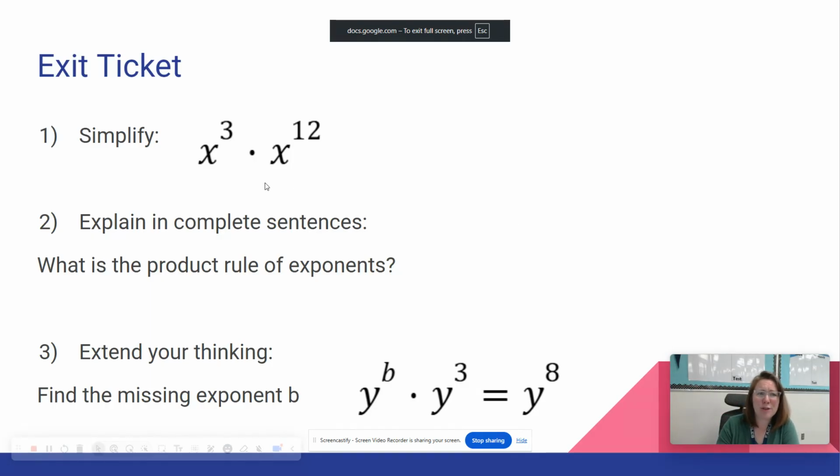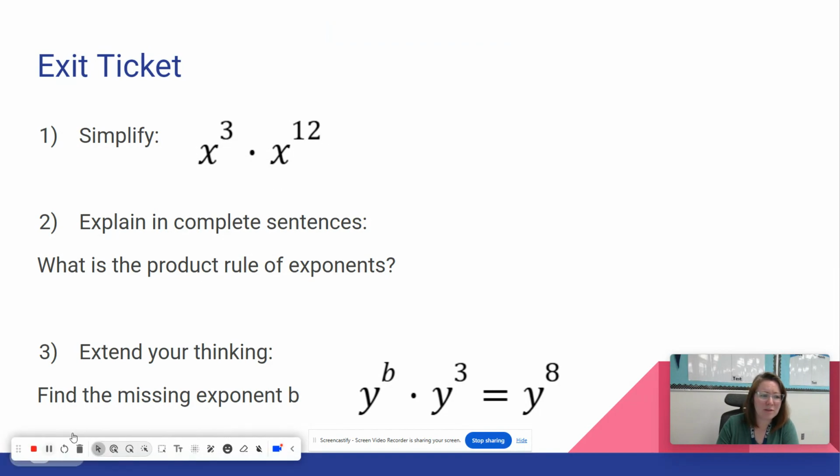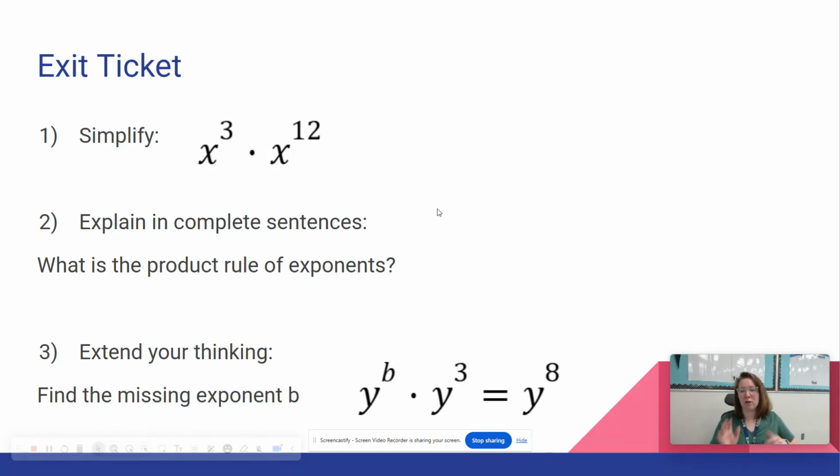And now you know the shortcut, 3 plus 12, right? So x, I don't know if I can write on this still. We'll just talk about it. 12 plus 3 is 15, x to the power of 15. Explain in complete sentences, what is the power rule of exponents? When the base is the same, and you're multiplying, you have two expressions, then you can just add the exponents together. That could have been one sentence, maybe you wrote it in two.